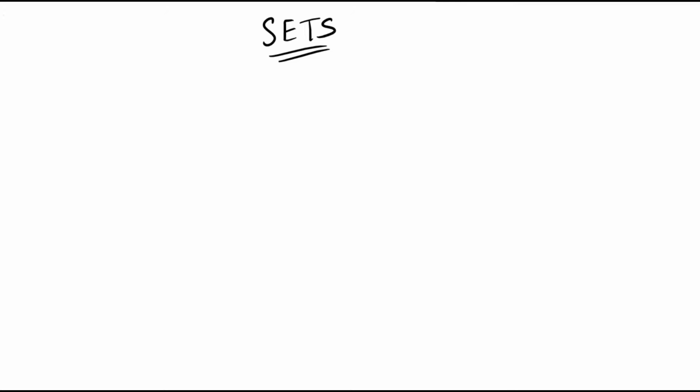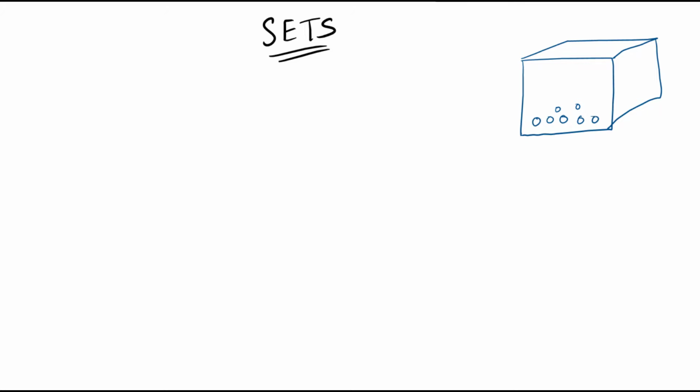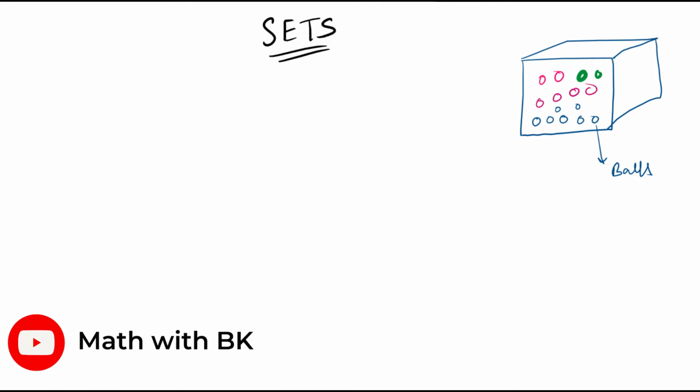So basically a set is a well-defined class or collection of objects. What does that mean? Let's say you have a box, and inside the box there are a group of different colored balls. Let's say you have few blue balls, few red, few green. So here you can say that I have a set of balls. So set is basically a collection of objects.